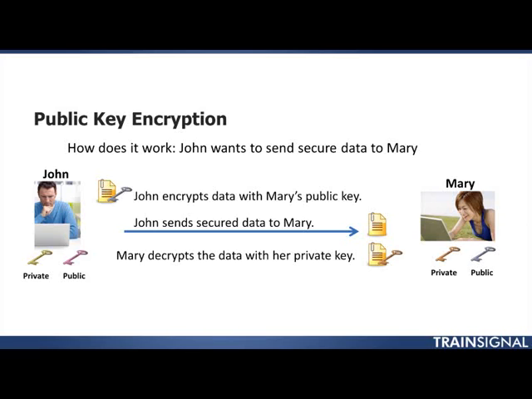So you see how that's secure, right? John sent data over to Mary, and only Mary could read it, because the only key that could decrypt the data was her private key, and only Mary had access to it.